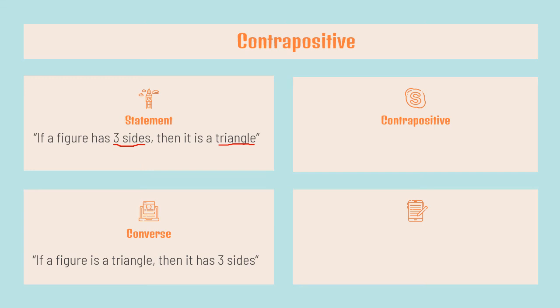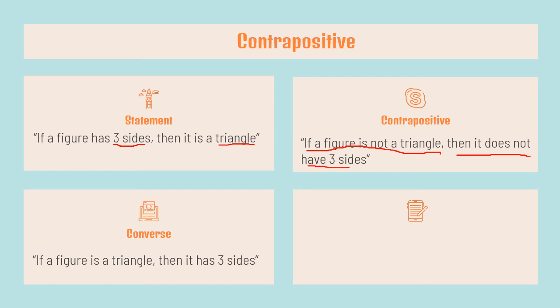So next, we have the contrapositive. Since we're done in reverse, we negate. The contrapositive is also known as the negated part. Having done the converse, we're going to negate it. If a figure is not a triangle, then it does not have 3 sides. So we're just going to negate the converse.